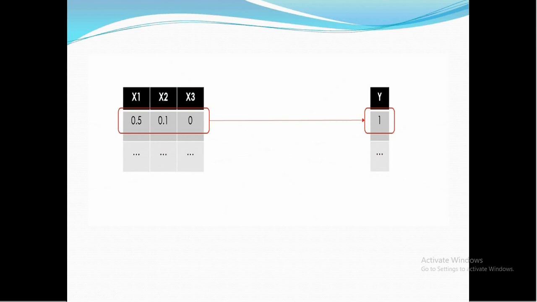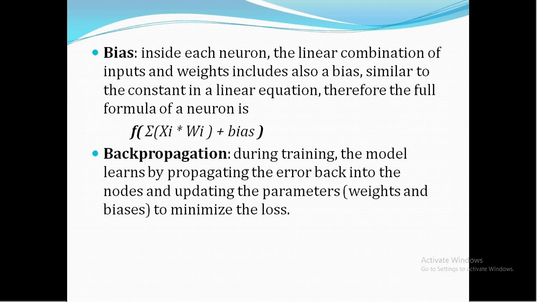In particular, bias. Inside each neuron, the linear combination of input and weight also includes a bias, similar to the constant in a linear equation. Therefore, the full formula of a neuron is summation xi into wi plus bias.